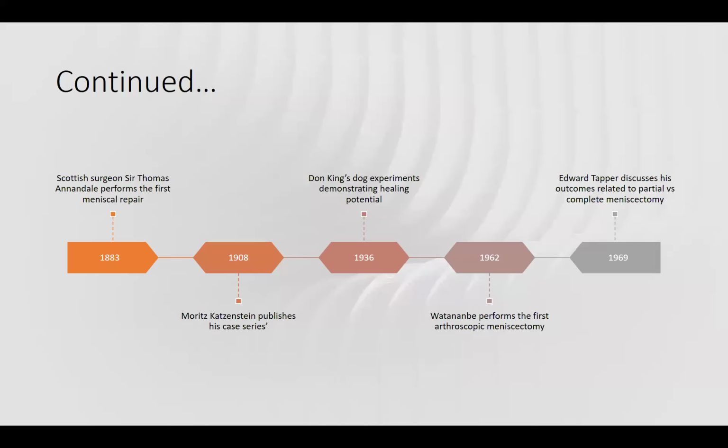In 1936, John King discussed the healing potential of peripheral meniscal tears in a series of experiments on dogs. In 1962, Masaki Watanabe performs the first arthroscopic partial meniscectomy, believed to be the first partial meniscectomy. And as our understanding of the functional importance of the meniscus continued to evolve, Tapper wrote on the long-term outcomes following meniscectomy, noting that the degree of degenerative changes as well as functional outcomes correlated with the amount of tissue that was resected.